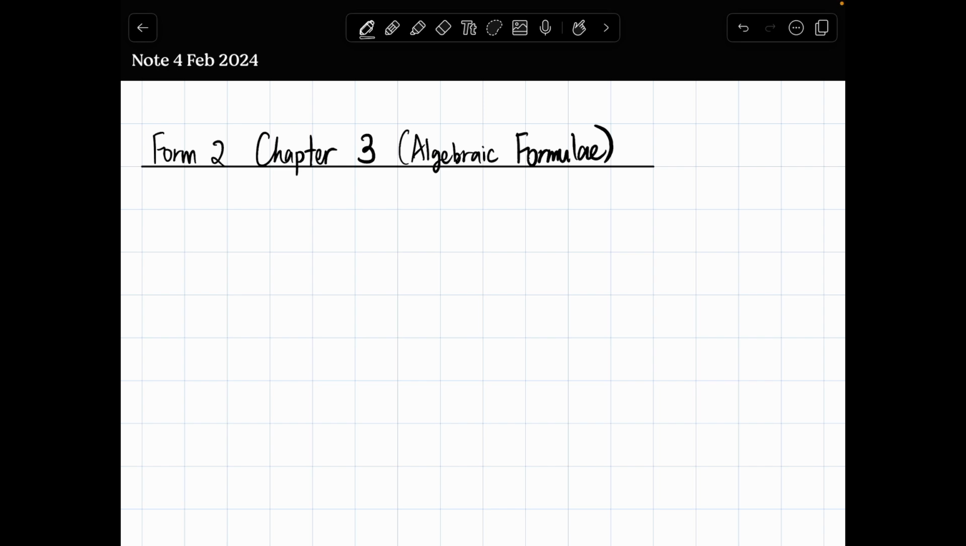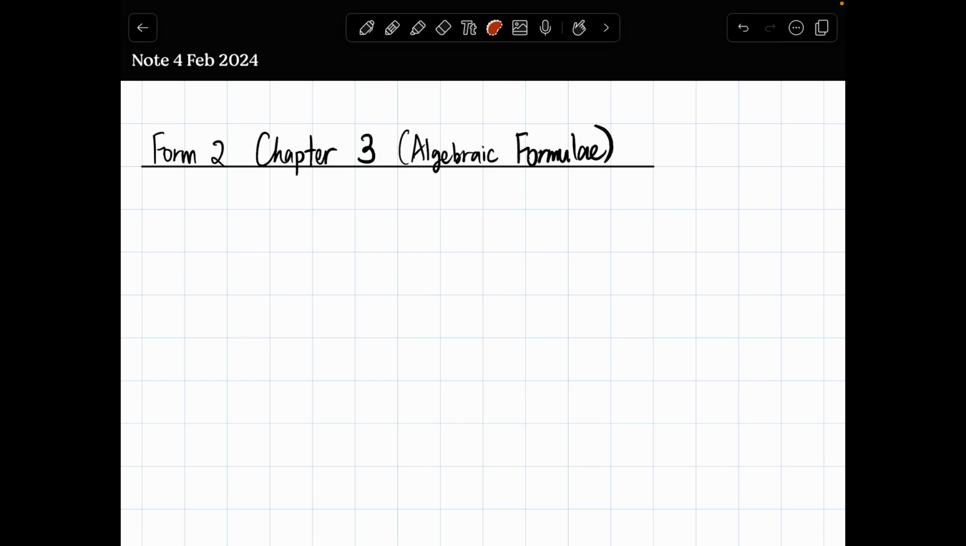So, as usual, before we begin, it's important to understand what this word means. Algebraic formulae. Algebraic means instead of numbers, we are using alphabets, variables. And formulae just means that that particular equation consists of more than one algebraic term. It has multiple alphabets. That's it.